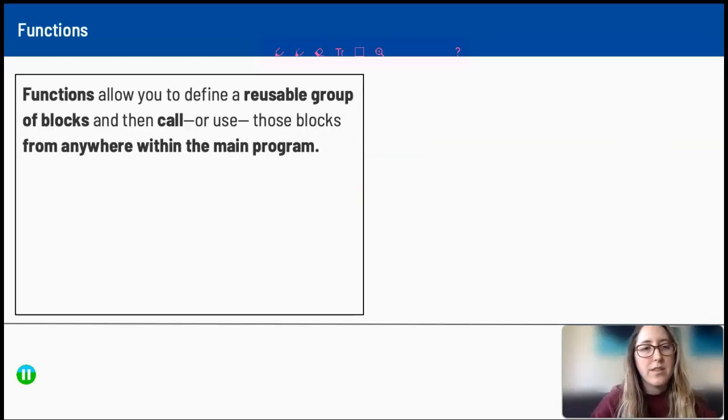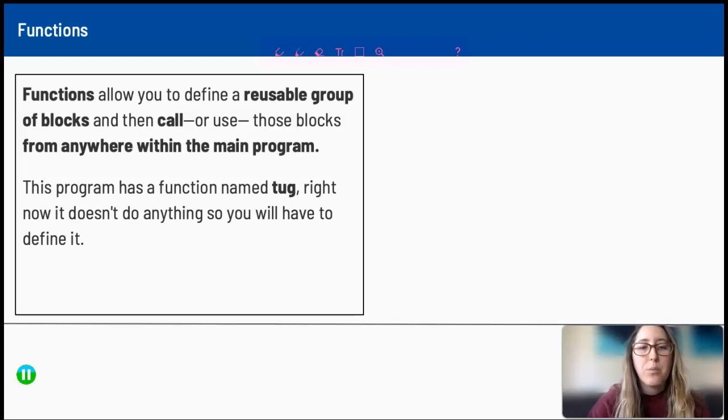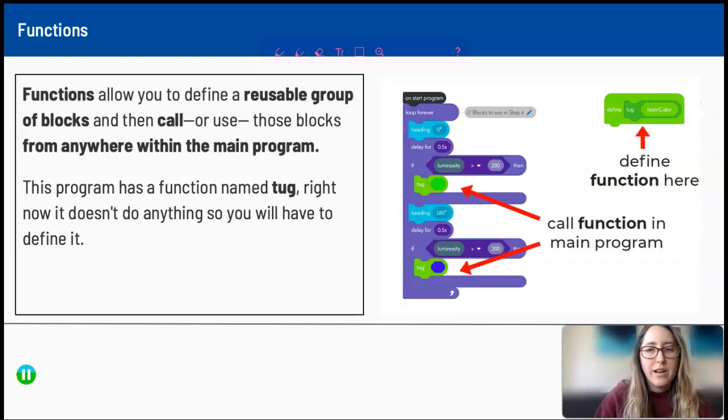Functions are things that allow you to use and define a group of blocks and then call those blocks from anywhere within the main program. And you can do that over and over again. The program that you're going to be working on is going to use a function named tug. And right now, at the beginning, when you start the practice of this lesson, it's not going to be defined. It's not going to do anything. So you're going to go ahead and have to define tug.